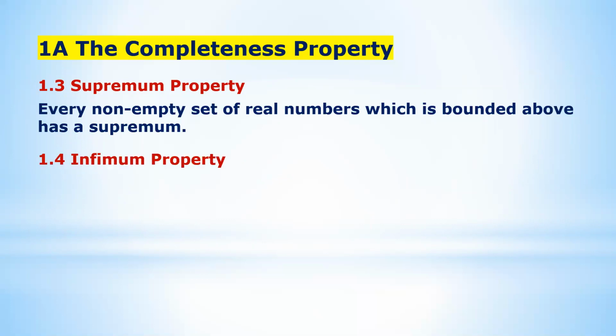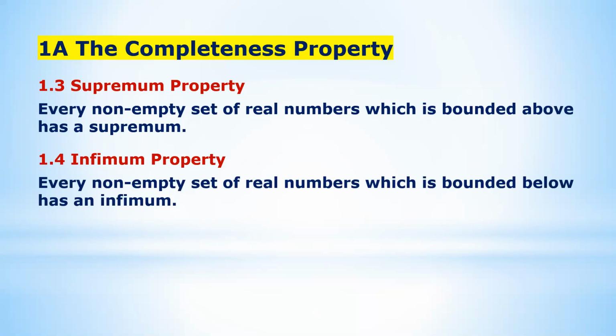The second one is called the infimum property. The infimum property says that every non-empty set of real numbers which is bounded below has an infimum. That always carries the greatest lower bound. So the completeness property is very simple. It just tells you the existence. By our common sense we know they exist, but mathematically we just assume that these two things exist: the greatest lower bound and the smallest upper bound. So this is called the completeness property.